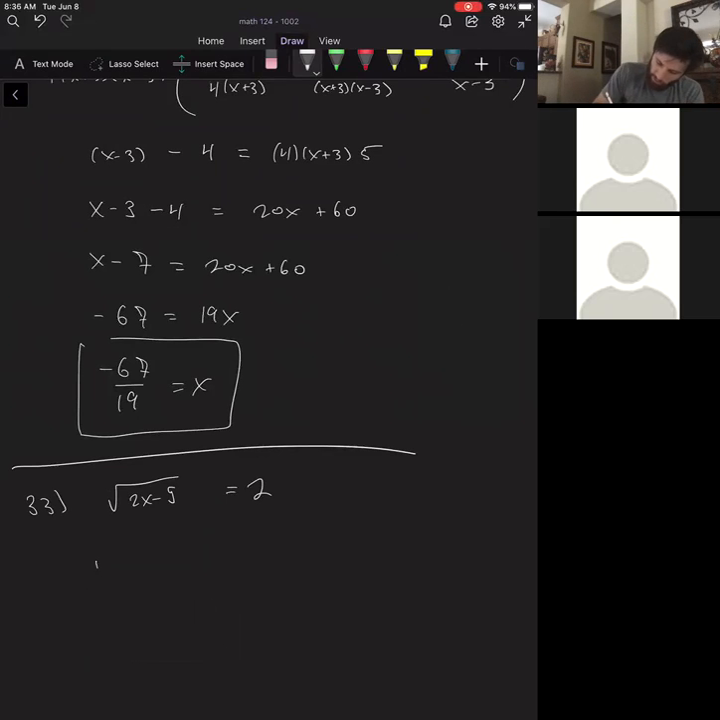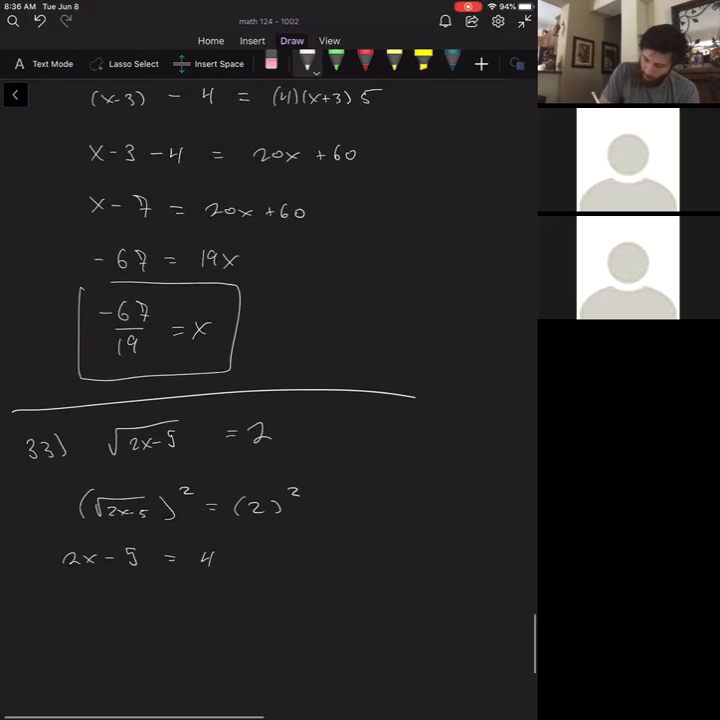We're going to square 2x minus 5, and we're going to square 2. So the square root sign is going to go away. We have 2x minus 5, and that's going to equal 4. If we add the 5 over, we get 2x is equal to 9. Divide by the 2, we get x is equal to 9 over 2.